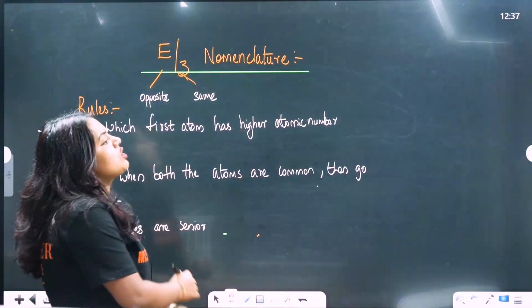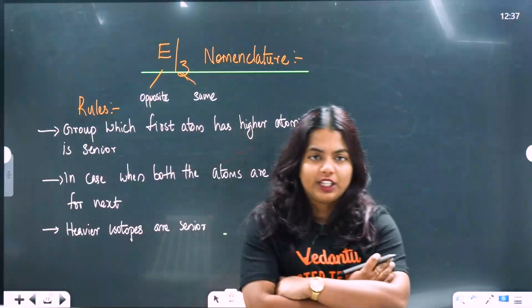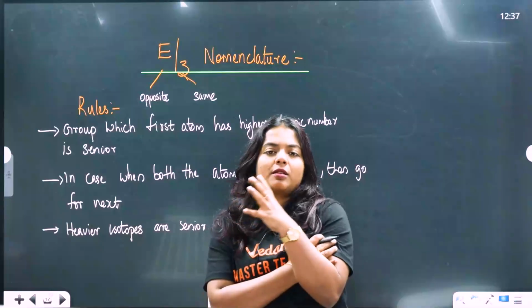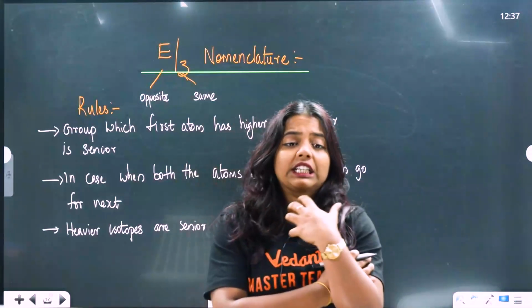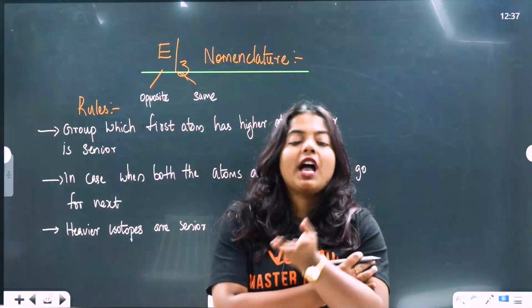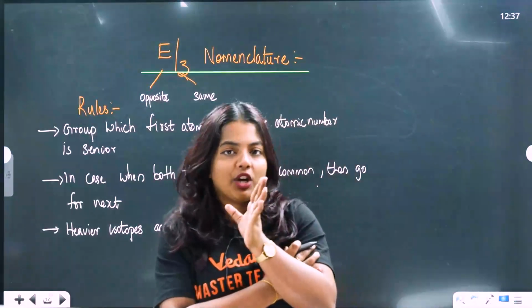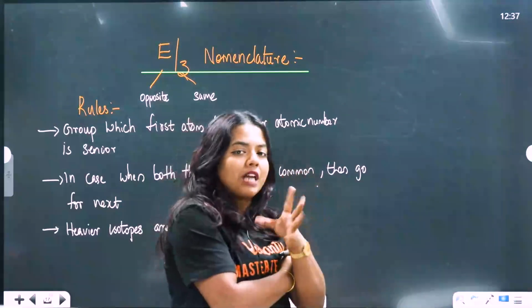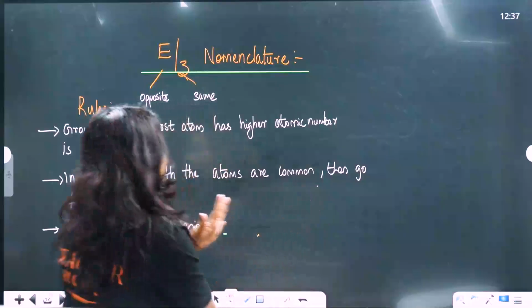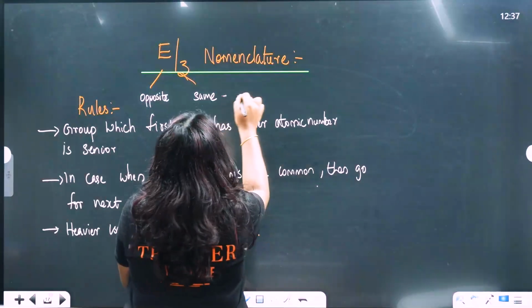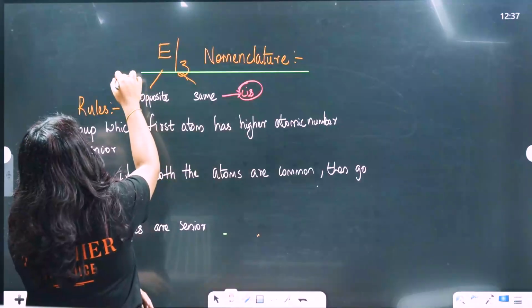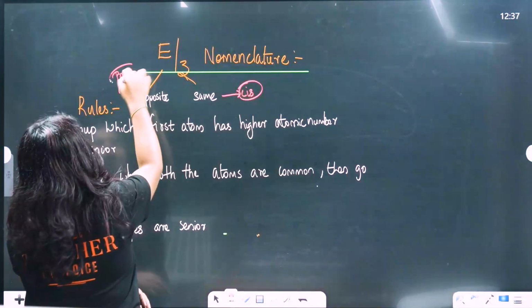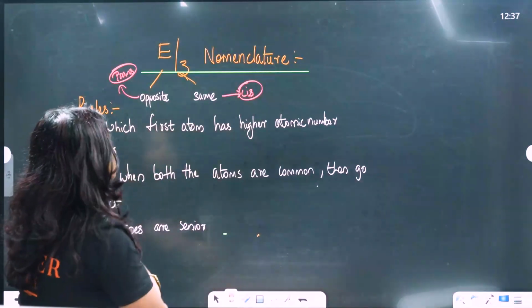Okay, now the next one is E and Z nomenclature. E denotes opposite and Z denotes the same. Opposite side and same side. Since it is the same side, it will be a cis one, and since it is the opposite side, it will be the trans one. Okay, my dear students, so this is E and Z nomenclature.